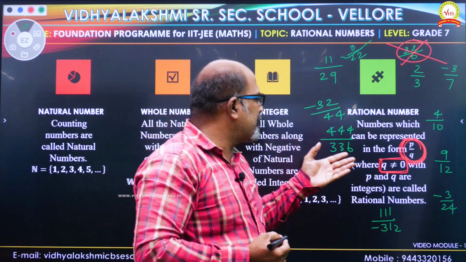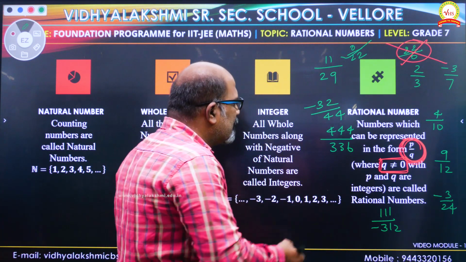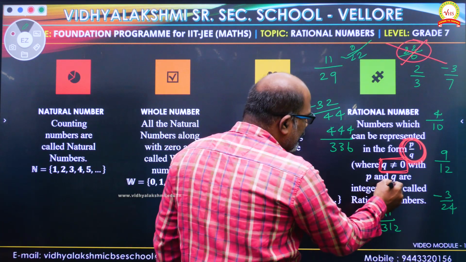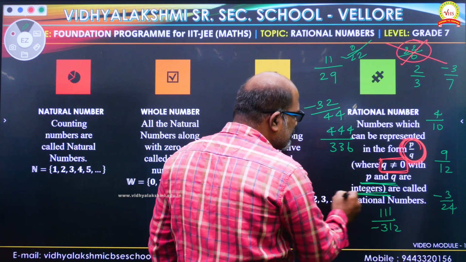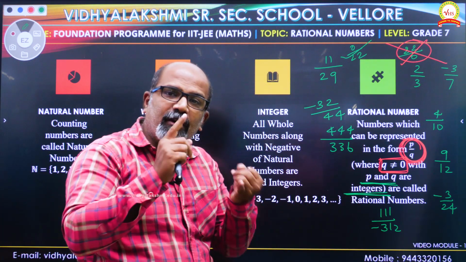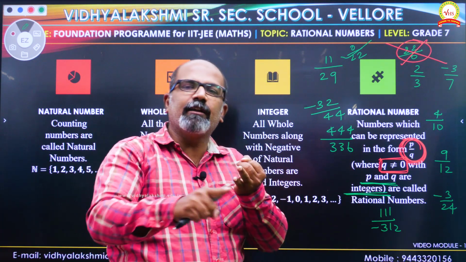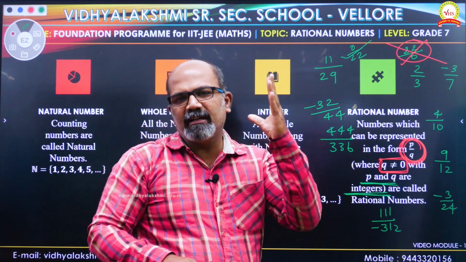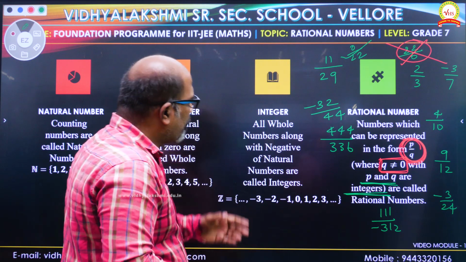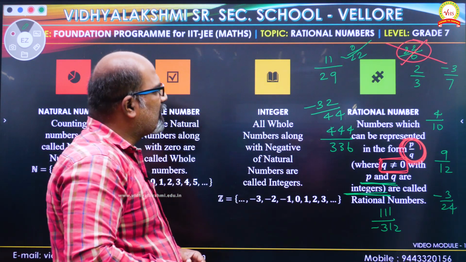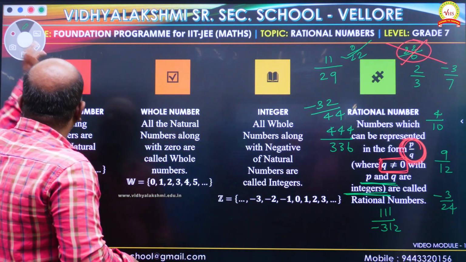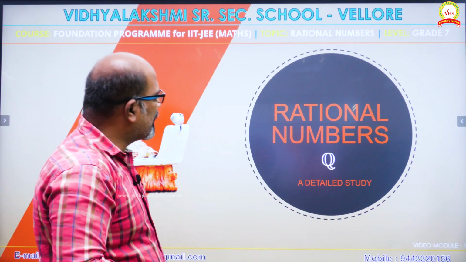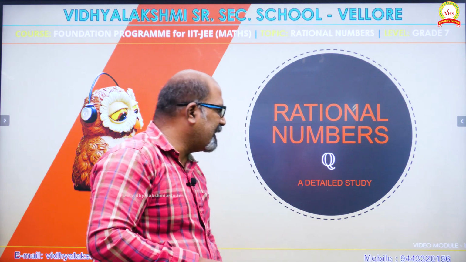Numbers which can be expressed in the form of p by q with q not equal to 0, and p and q are integers. Integers means what? It may be positive, it may be negative, or it may be 0 also, but 0 cannot be given to the denominator. Okay. So this is the simple explanation for rational numbers, and now we are going to study in detail the topic rational numbers. So, rational numbers, a detailed study.